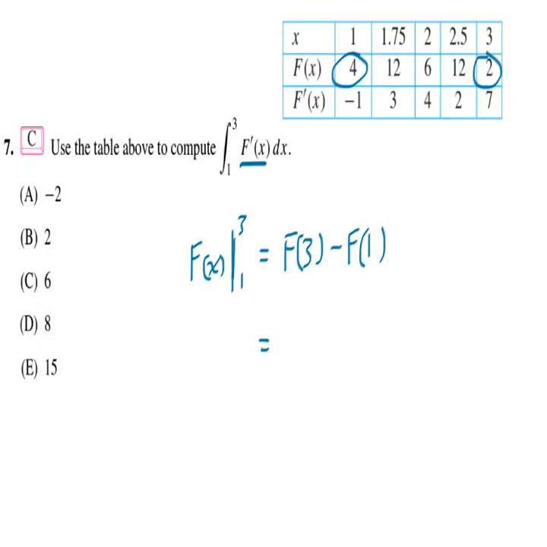Whoops, I'm sorry. It's 2 minus 4, which equals negative 2. And that's your answer for number 7.